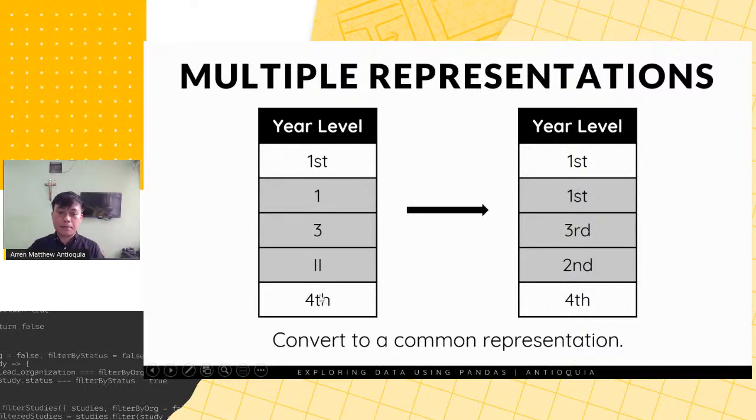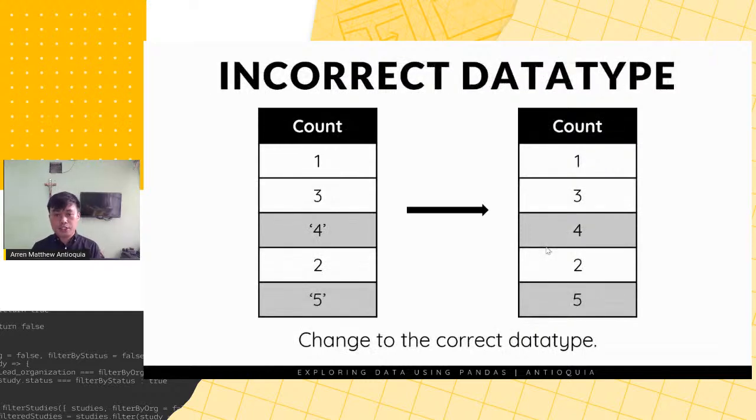This can be converted to some sort of common representation because you do not want this representation first and 1, hindi naman sila magkaiba, same sila, right? So you need to convert it to a common representation so that when you analyze your data, you can get the correct values, right? We also have this problem of incorrect data type.